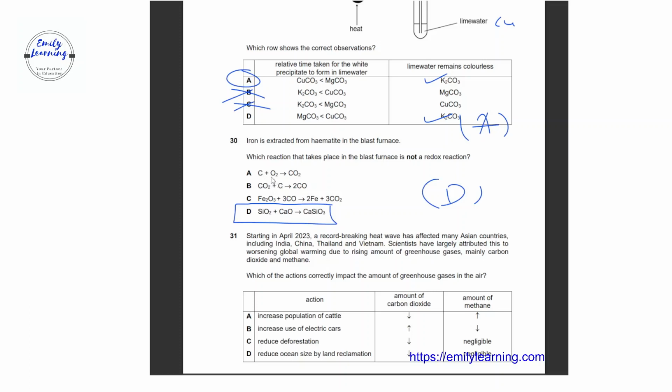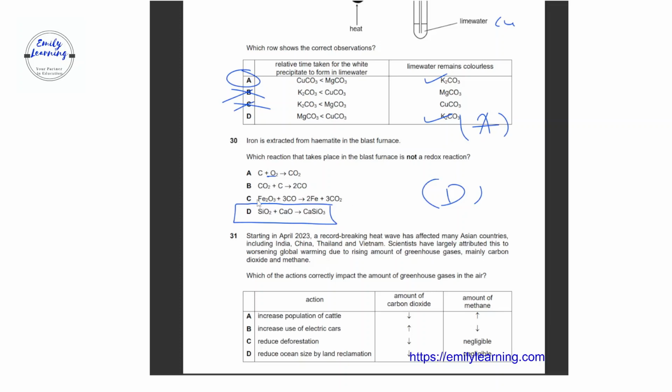Oxygen goes from O2, where the oxidation state of O is 0, to CO2, where the oxidation state of O is -2. So this oxygen is being reduced. So this is a redox reaction because you have both oxidation and reduction. For B, carbon dioxide loses oxygen, so it is reduction. Carbon gains oxygen to become carbon monoxide, so carbon is being oxidized. So this is a redox reaction because there's both oxidation and reduction.